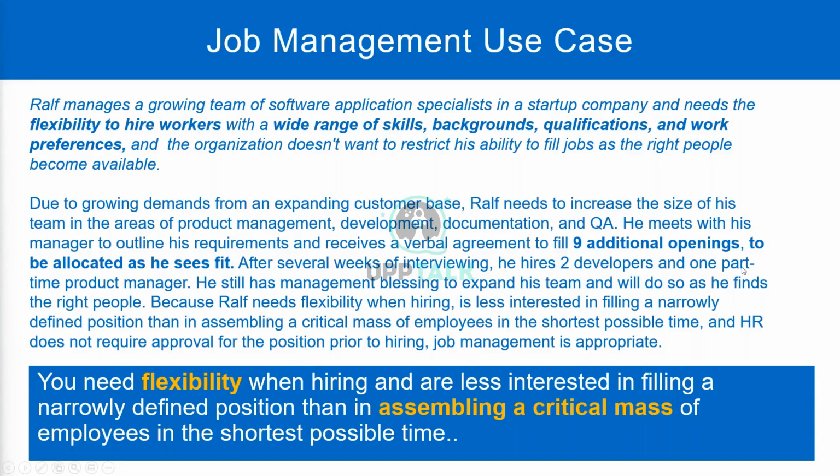So, after several weeks of interviewing, he has 2 developers and 1 part-time product manager. You see, the 2 developers are full-time, but the product manager is part-time, so he's able to hire a mix of full-time and part-time workers. He still has management blessing to expand his team, and will do so as he finds the right people. So because Ralph needs flexibility when hiring, he's less interested in filling narrowly defined positions than in building a critical mass of employees in the shortest possible time.